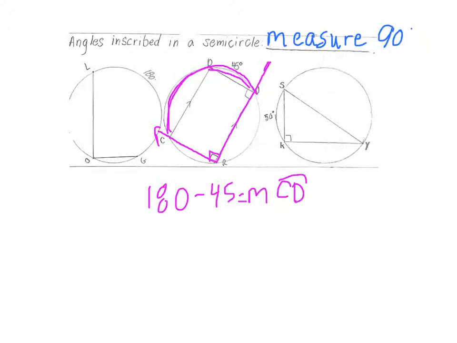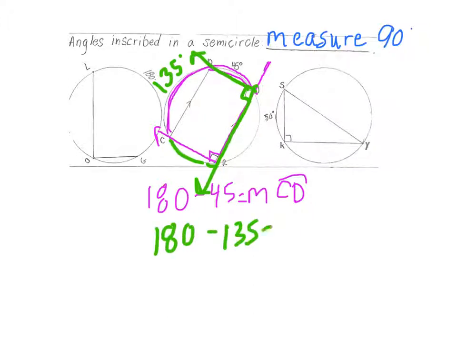Next, I'm going to look at this 90-degree angle, the angle at U. If this is 90 degrees, and this, which we just found, was 135 degrees, I know that this arc, CR, is 180 minus 135 degrees, which gives me 45.